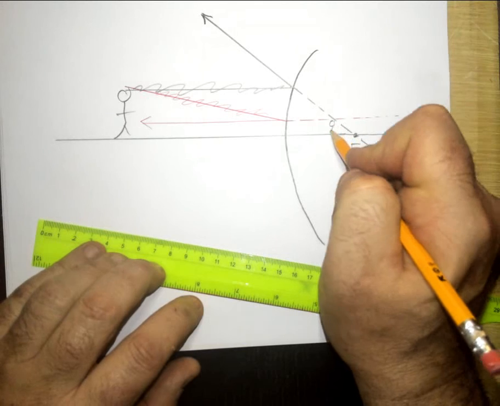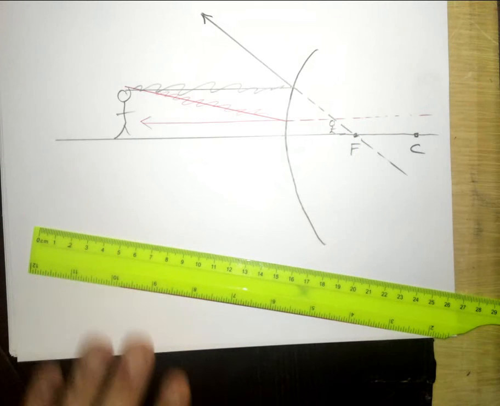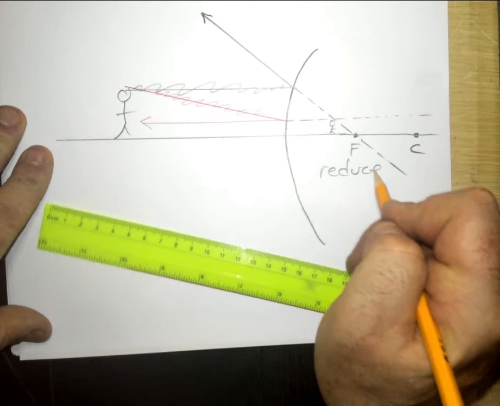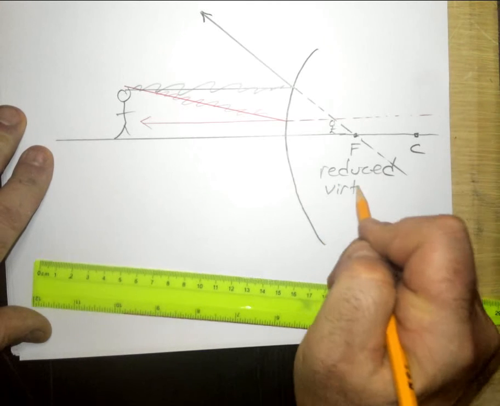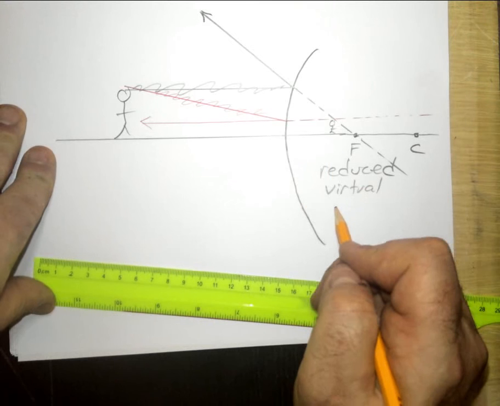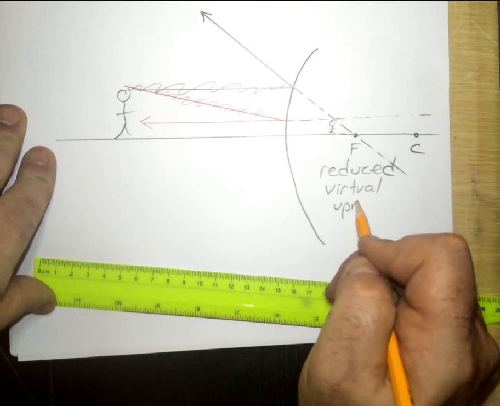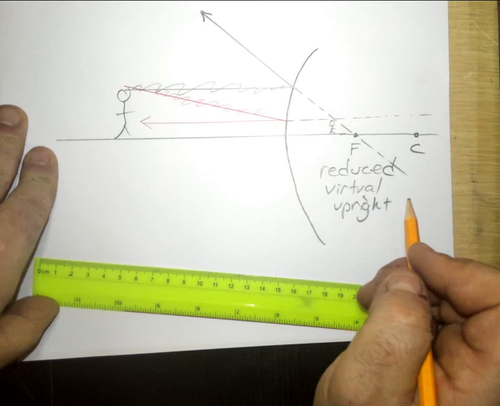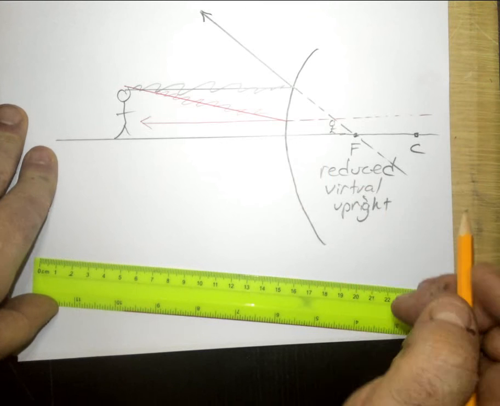So the image is a little person back there. This person's image would be called reduced. It is virtual because the light rays do not actually travel through that spot. It is reduced, virtual. It is upright. Oh, there's that fancy word I was looking for. Right side up, upright. There we go.